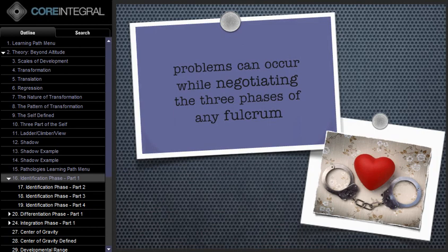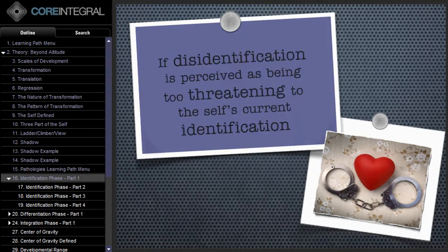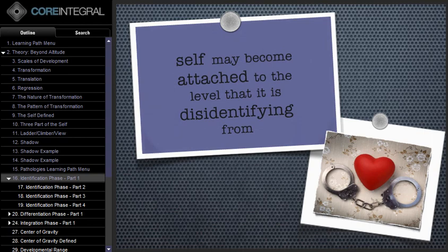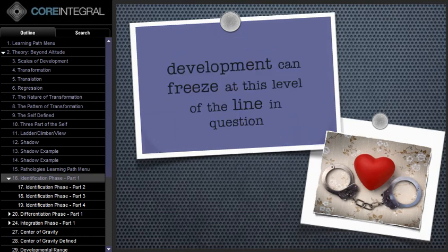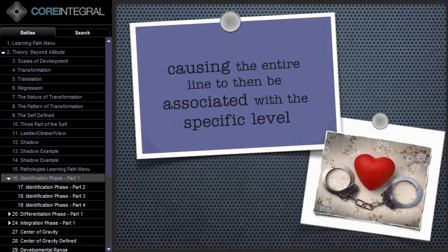Let's analyze the level line fallacy using the fulcrums. Again, the 3 fulcrum phases are identification, disidentification, and integration, and something can go wrong in each phase. If disidentification is perceived as being too threatening to the self's current identification, the self may become stuck or attached to the level that it's disidentifying from. In other words, the self can remain addicted to this particular level. Then, development can freeze at this level of the line in question, causing the entire line to then be associated with the specific level that the self is addicted to.